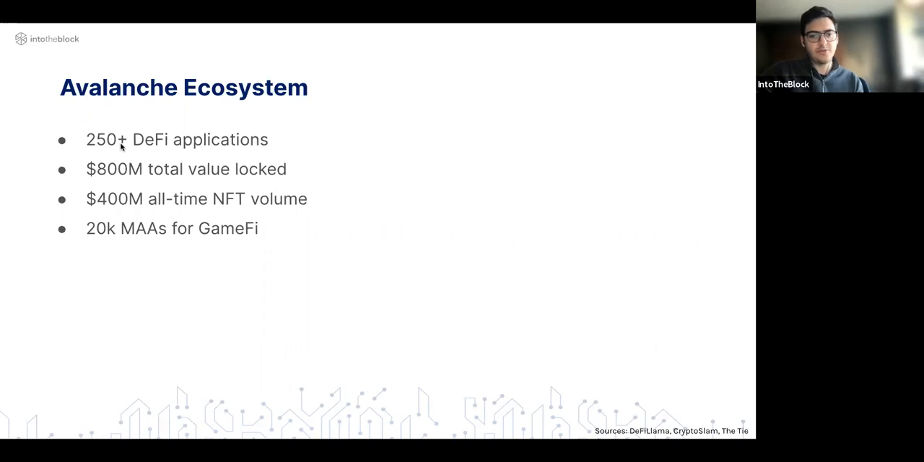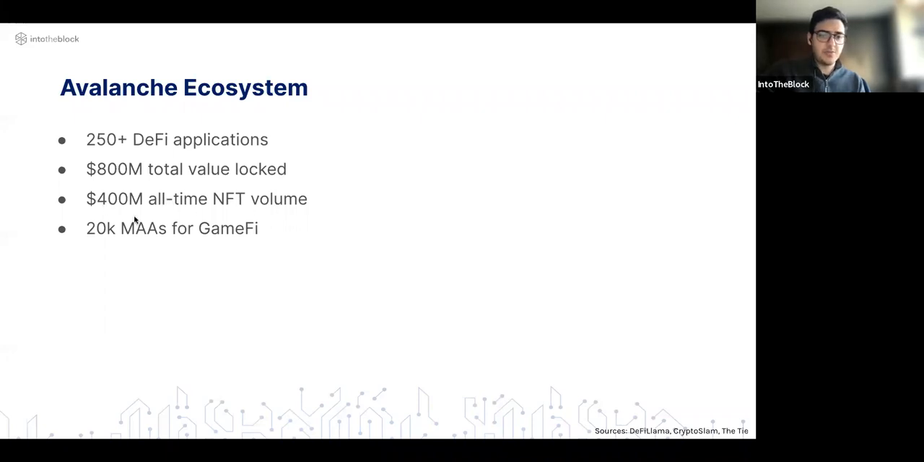So it has 250 applications at the moment, as per DeFi Llama, and $800 million in total value locked across all of these protocols, down from 12 billion, but in line. I guess it's held up actually slightly better than other smart contract platforms like Solana.